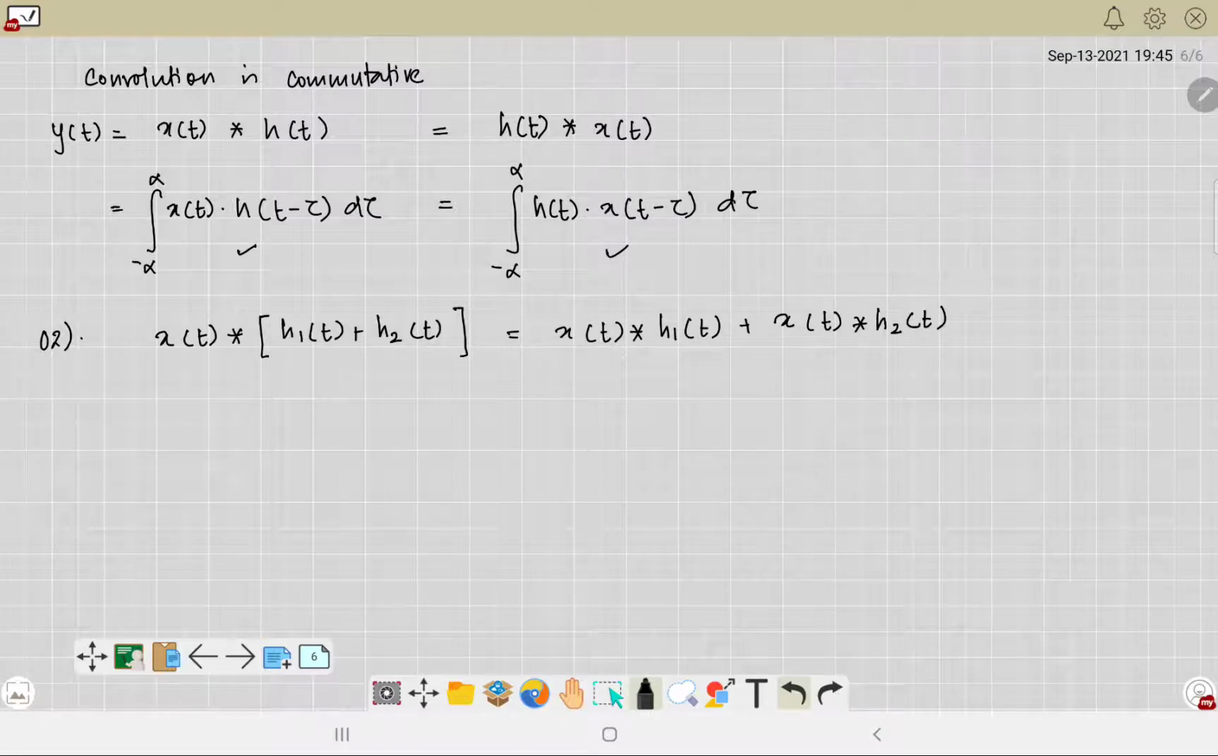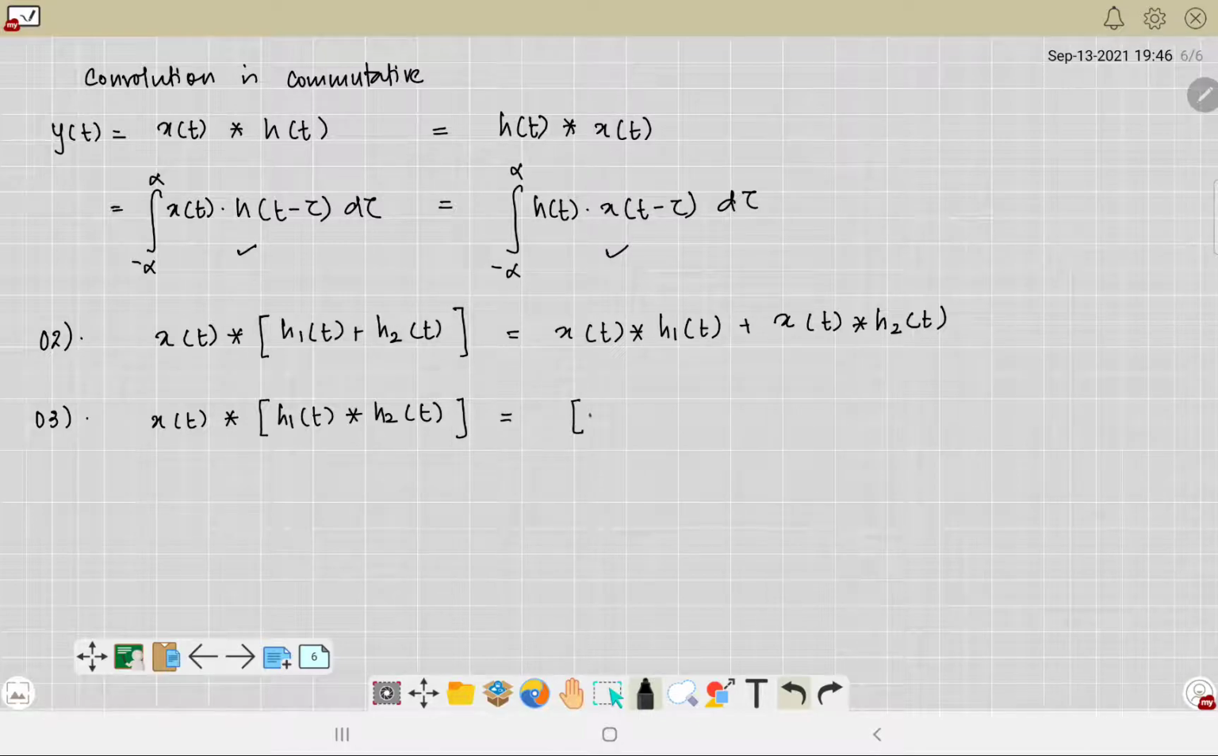And this is the distributive property. Then again we have the associative property of the operator, that is x of t convolved with h1 of t convolved with h2 of t. This is the same thing as x of t convolved with h1 of t, convolved with h2 of t. Right? So these are three properties treating convolution as a mathematical operator. And when we use it to characterize a system, those properties we will discuss separately.